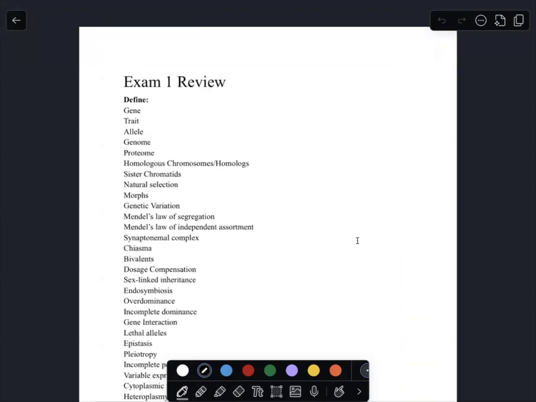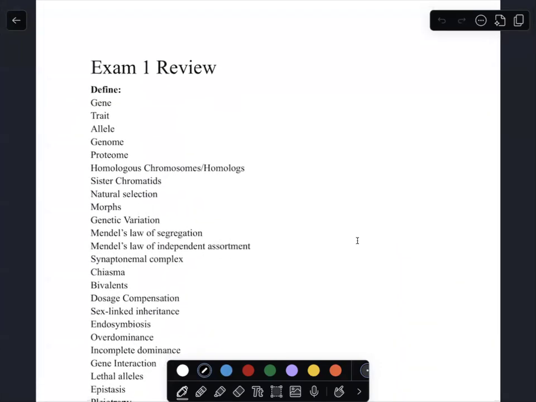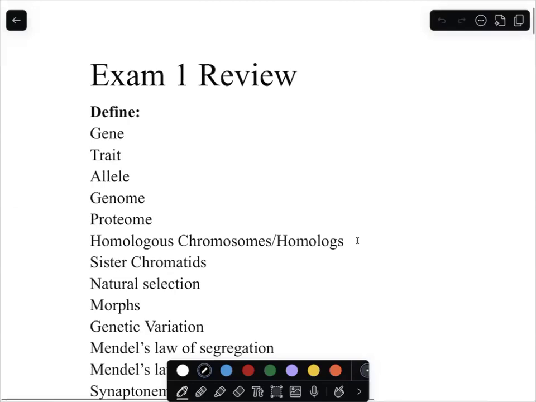So I just wanted to go through the exam one review really quickly. I won't go too much into depth, but I did want to go over it with y'all before the exam. And do remember that we still have class on Monday, so some of the stuff you may not know yet, and we will be talking about it on Monday. But yeah, let's get into it.